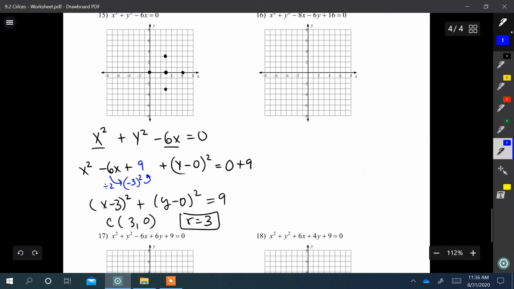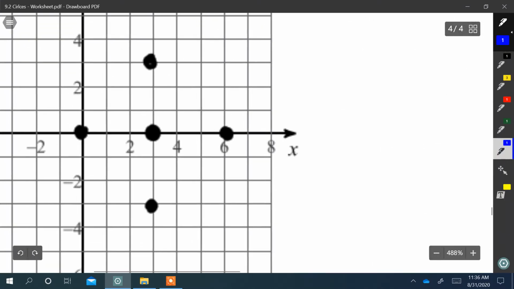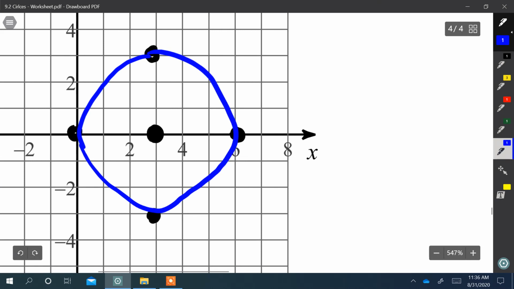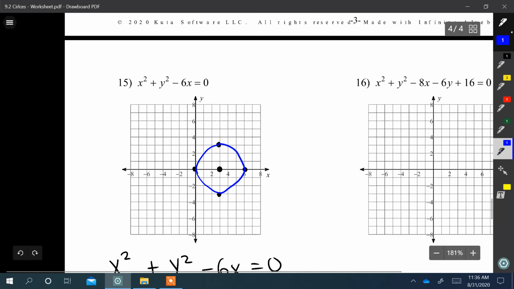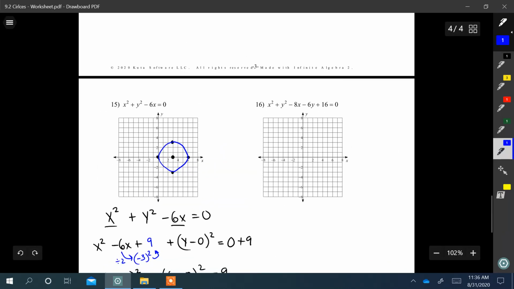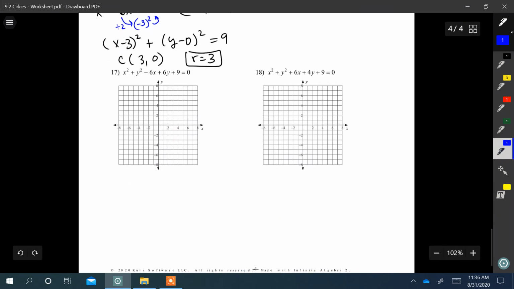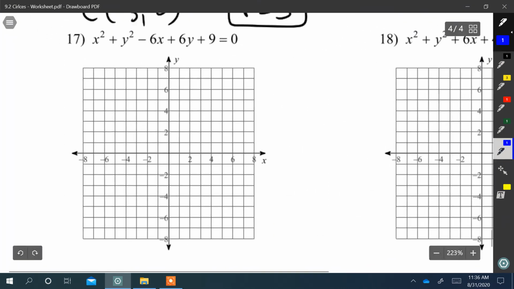Terrible circle. Let me zoom in to see if I can draw a better circle. That's still terrible, by the way. Well, I can't really draw a circle, guys. Sorry about that. But if you draw something like that, I'll be happy. Alright, so let's do one more, and then we'll be done with this video.